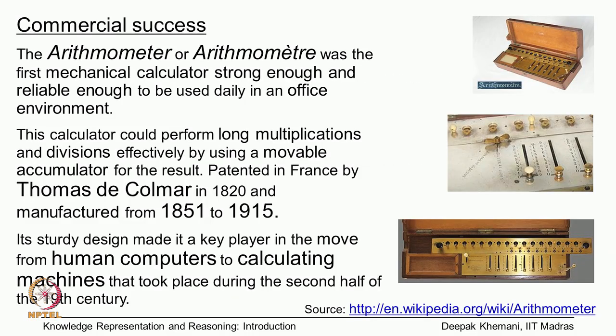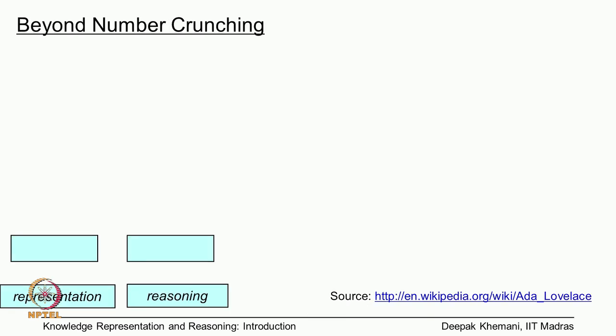There was another device called the arithmometer built by Thomas de Colmar, which was a really sophisticated device, and it was manufactured, as you can see in the middle paragraph, till about 1915, which is just about 100 years ago, after which of course electronic machines started coming into the market. Calculating machines took off during the second half of the 19th century. So, we are interested in representation and reasoning, essentially.